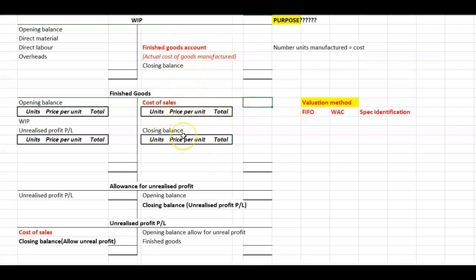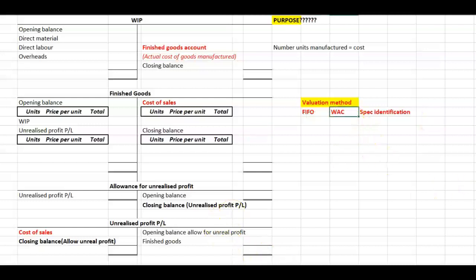What is going to be the closing balance? Well, the closing balance is going to be the number of units on hand at the end of the year. The opening balance we would have sold already, so it's going to be valued at this price per unit. The cost divided by the number of units, multiplied by the number of units on hand at year end, and that would have been my closing balance.